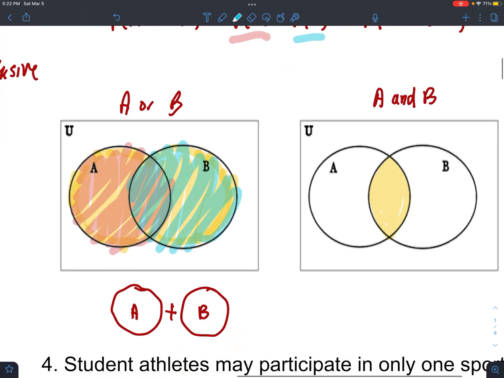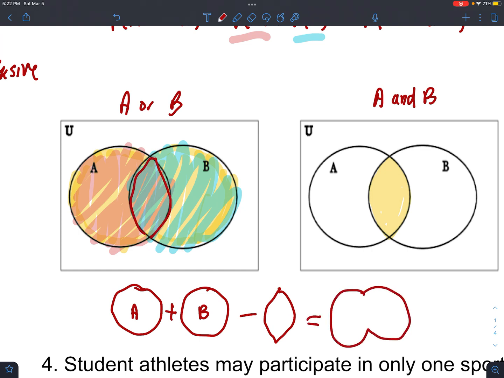There's no duplicate. So we have to actually subtract A intersection B to really get A or B like that, because we've double counted the middle.